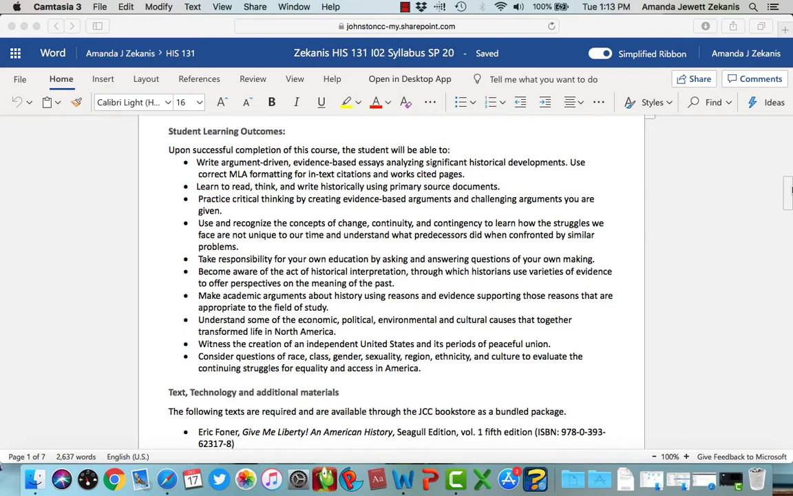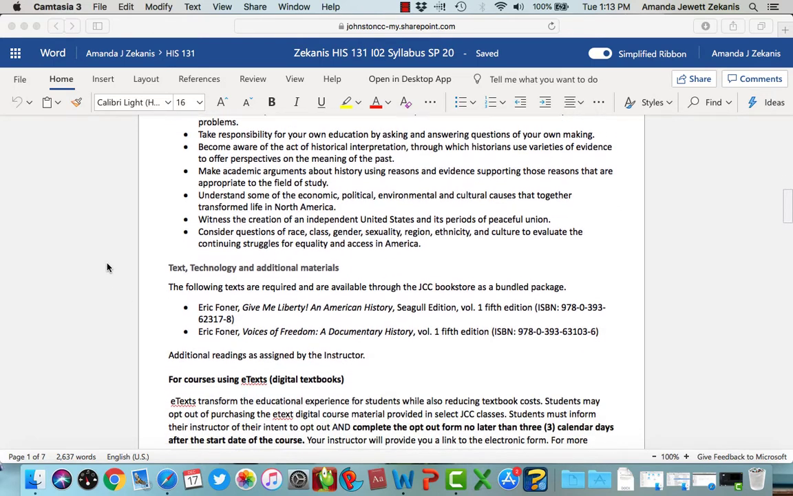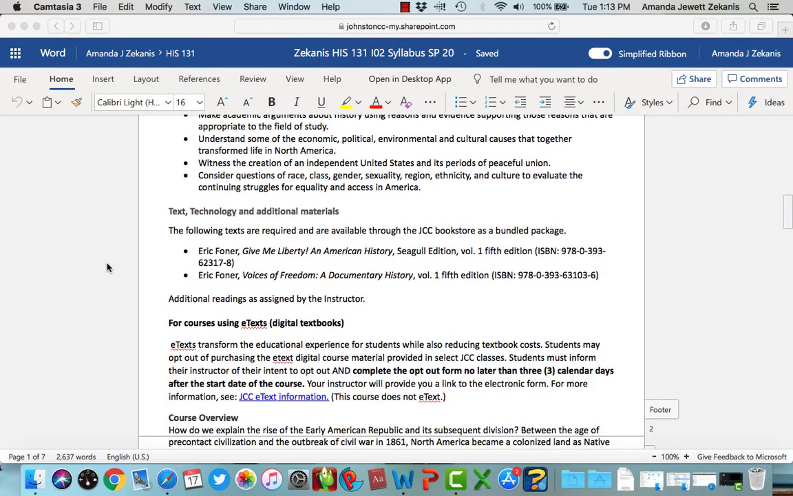And let's see, we're going to understand some of the economic, political, environmental, and cultural causes that together transformed life in North America. Witness the creation of an independent United States and its periods of peaceful union. We're going to consider questions of race, class, gender, sexuality, region, ethnicity, and culture to evaluate the continuing struggles for equality and access in America.